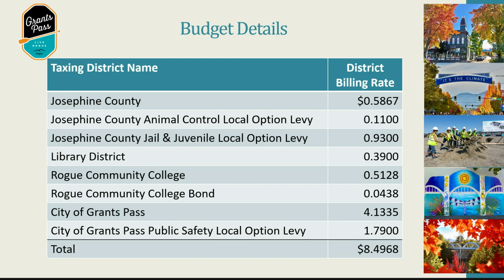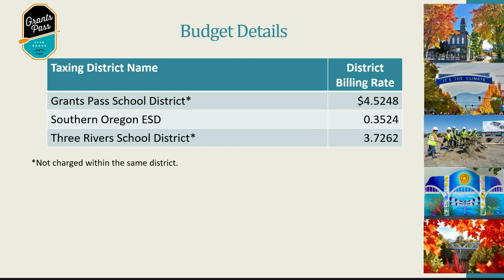And for us in the city of Grants Pass, here are most of the non-education rates, and you can see the total is about $849. And depending on where you live in the city of Grants Pass, there are 2 different school districts. And so not any one individual gets charged all 3 of these rates. They would either get the top or the bottom from the Grants Pass School District or Three Rivers.